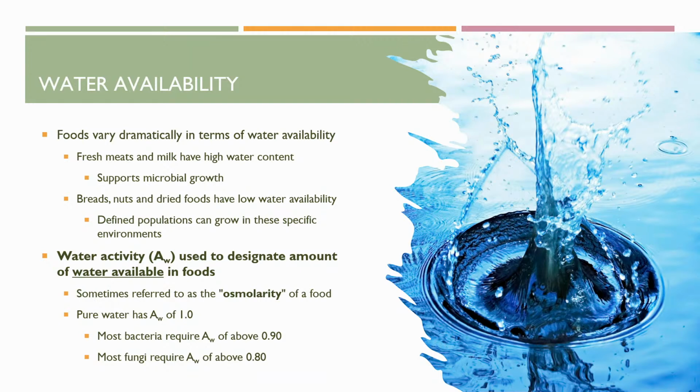Water activity is measured as AW, activity of water. And it is used to designate the amount of water that's available in the food. Sometimes it's referred to as osmolarity, but pure water has an AW, water activity, of 1. And most bacteria require an AW of 0.9 or above. Fungi can handle a little bit less water and be able to grow at a water activity of 0.8.